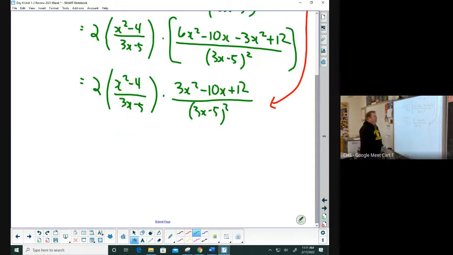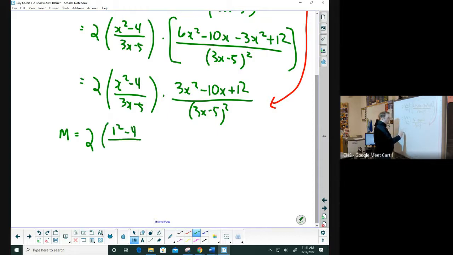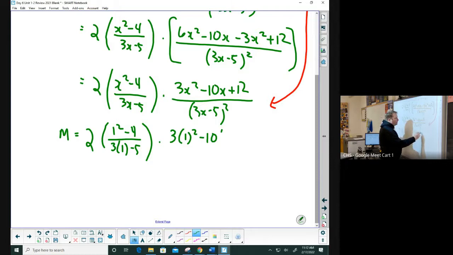But I'm going to plug in x equals 1. So now 2 times (1 squared minus 4 over 3 times 1 minus 5) times (3 times 1 squared minus 10 times 1 plus 12) all over (3 times 1 minus 5) all squared.